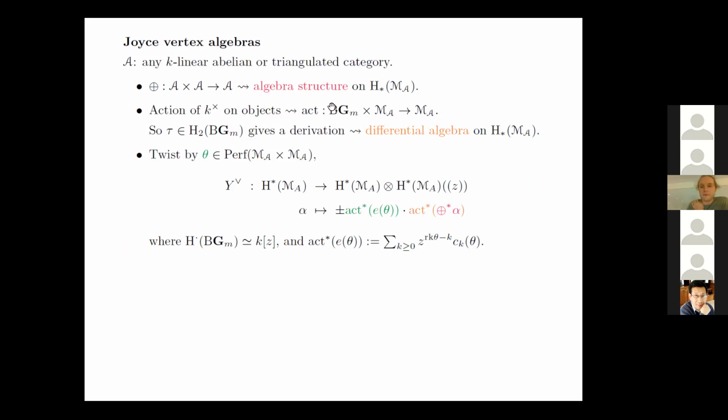Okay, so what is the homology of this thing? It is a polynomial algebra generated by one element in degree 2. And if you push forward by this element, so if you act by this element, then it gives you a derivation of degree 2. So then the homology becomes a differential algebra. And here, the homology is just the ordinary, or the Borel-Moore homology.